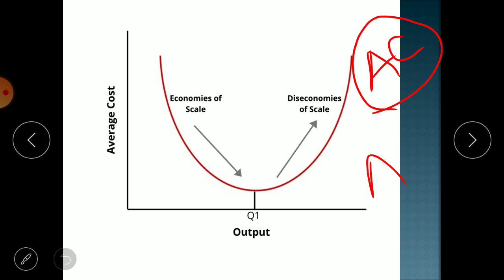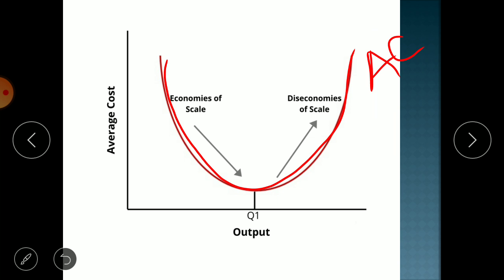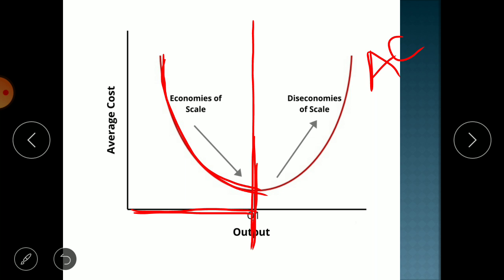At that time we discussed that the shape of AC is a U shape, which is represented here like this. On the x-axis we have taken output. So when you move from left to right, your output is increasing. Now just pay attention to the shape of the AC. When you are increasing the output, your cost is reducing. Getting it? When you are increasing the output, your cost of production is reducing up to this point, the Q1 point. So this phase is known as economies of scale, where production increases and cost reduces.